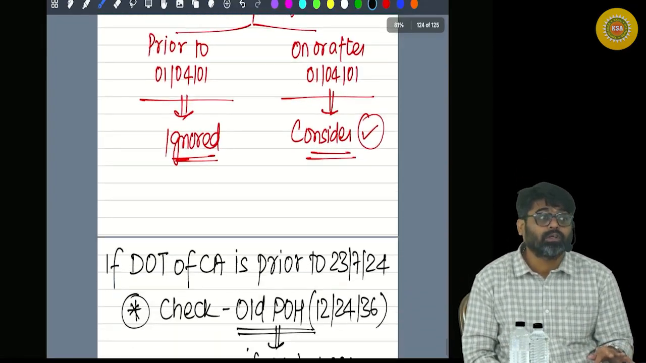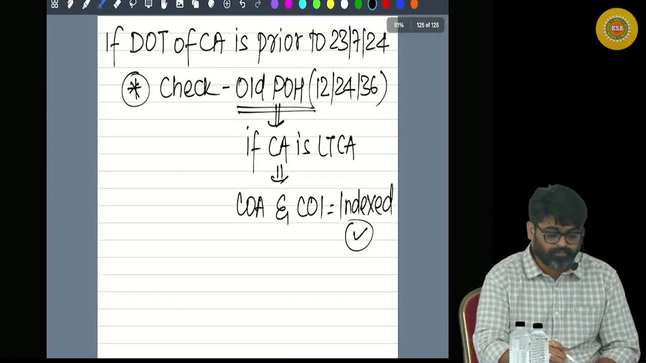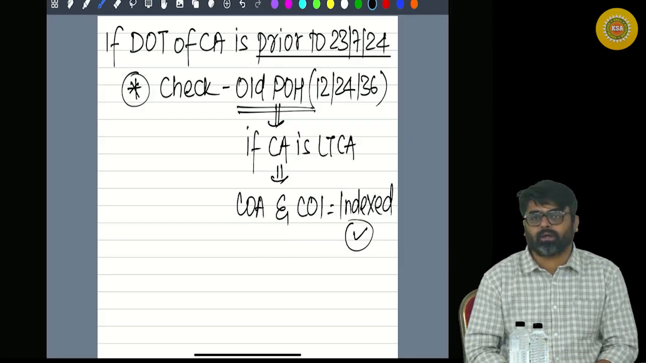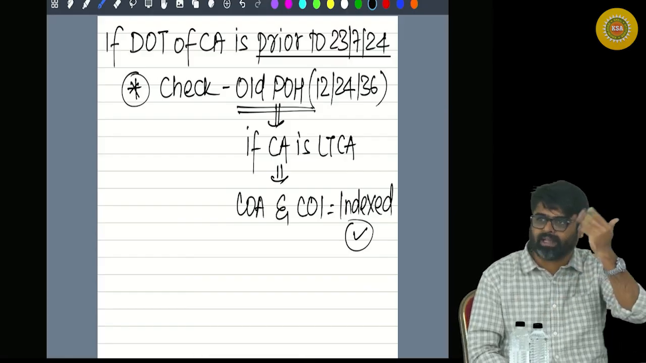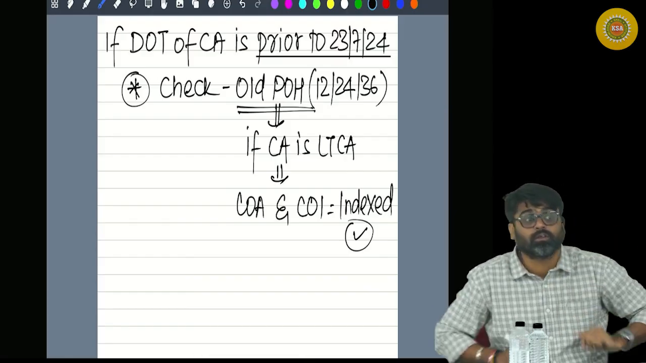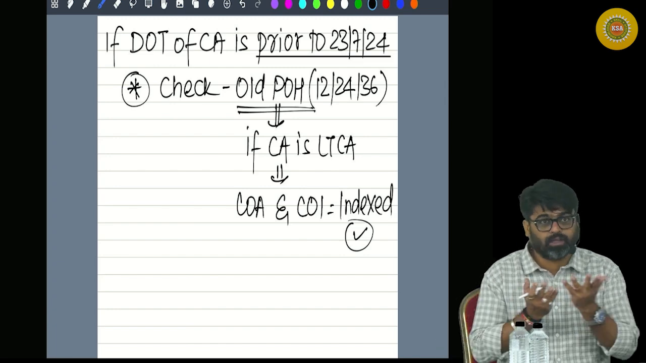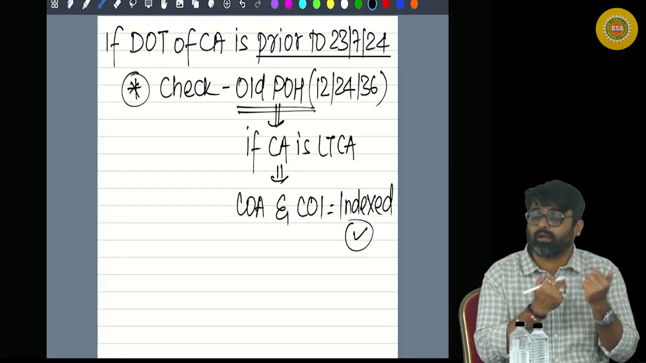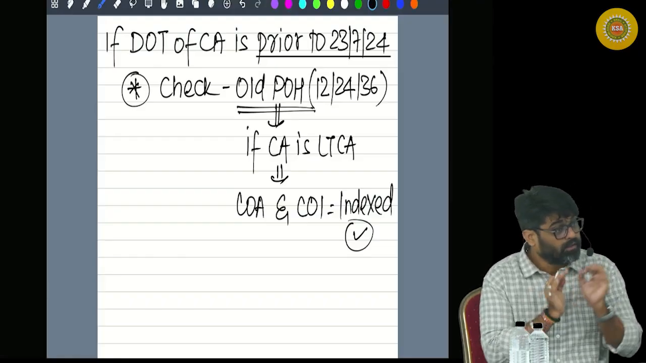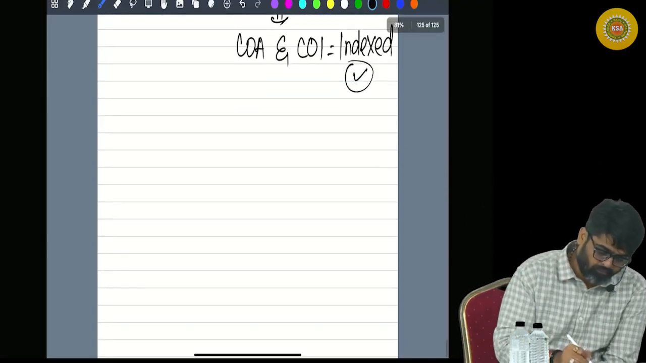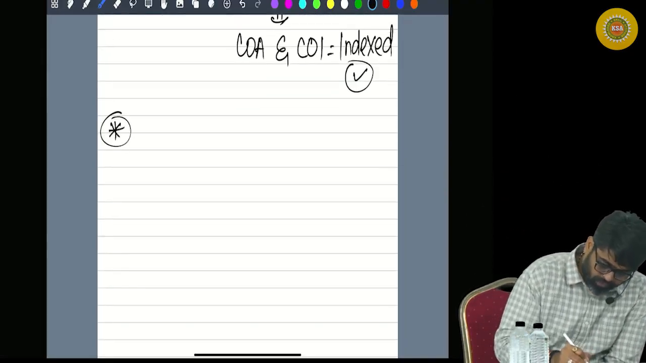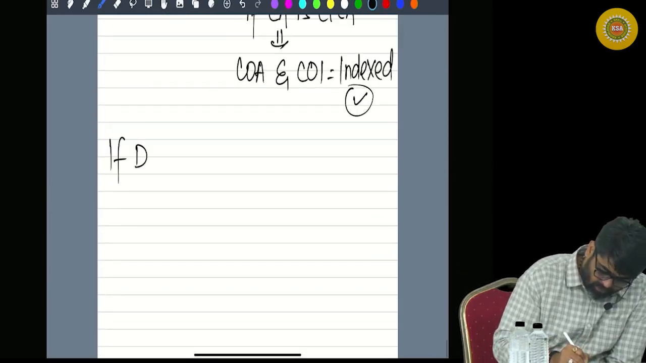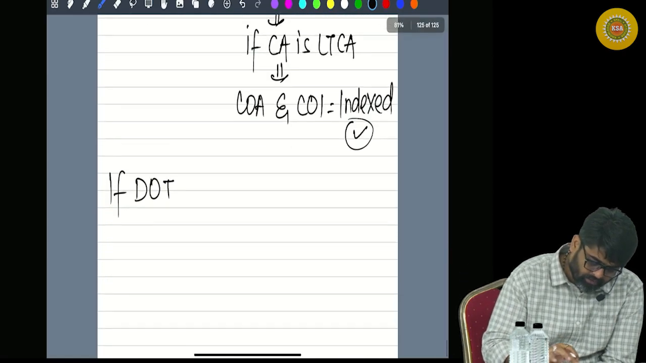Why? Because you transferred the capital asset prior to 23rd July. So you checked the old period of holding, and by checking the old period of holding you came to know that the asset is long term. So in the case of a long-term capital asset, indexation was available prior to 23rd July. The same thing, now pay attention.